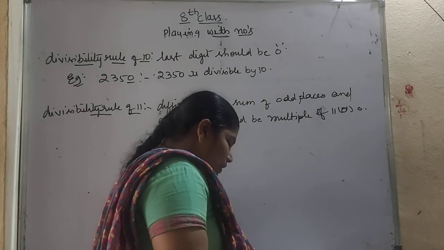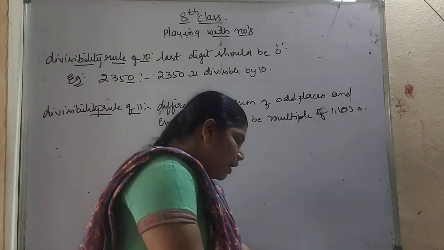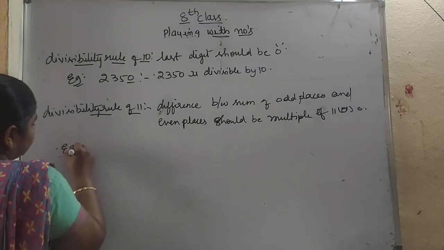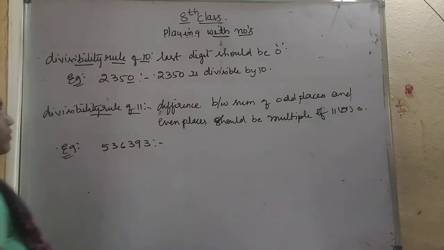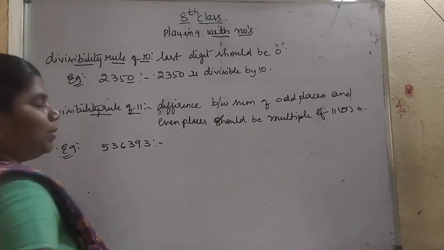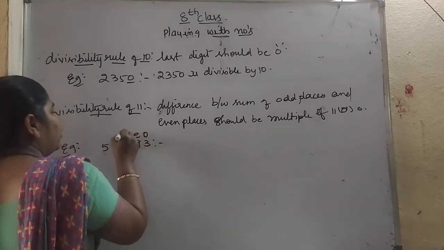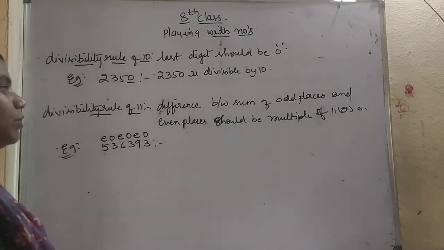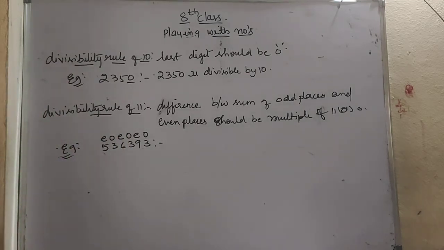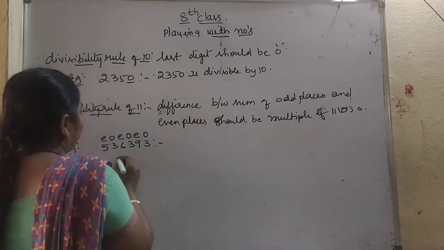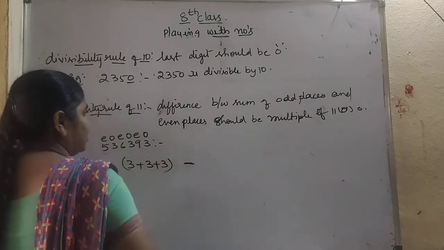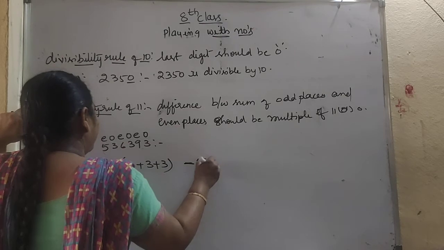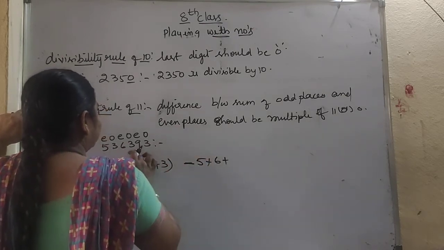So for that we will take one example. I am taking it as 536393. So whether this number is divisible by 11 or not, we will see. So first what we have to do, we have to place odd places and even places. So odd, even, odd, even, odd, even. So difference between sum of odd places and sum of even places means, sum of odd places are what? 3 plus 3 plus 3. Difference is nothing but minus, and even places are 5 plus 6 plus 9.